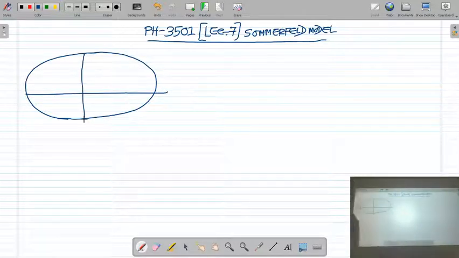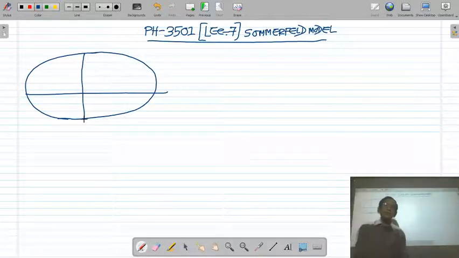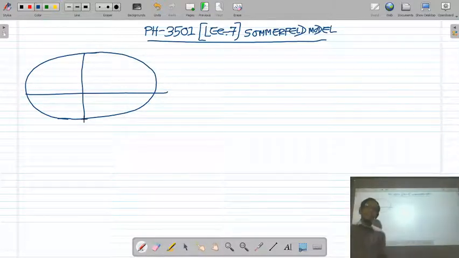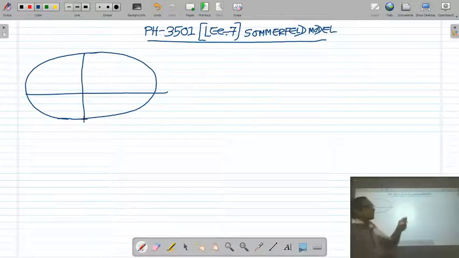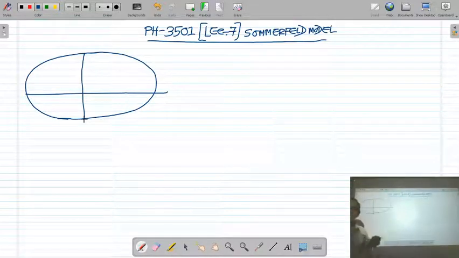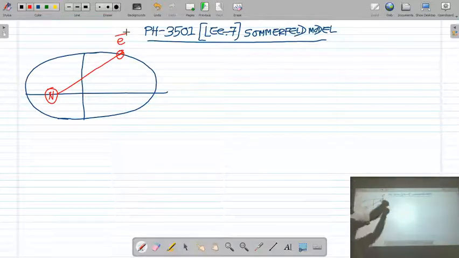In order to explain the fine structure of hydrogen atom, why the spectral line of hydrogen splits into several closed lines, Sommerfeld assumed the elliptical orbit of the electron around the nucleus. He assumed the nucleus at one focus of the ellipse, and the electron is revolving around the nucleus in an elliptical orbit. This thing we have discussed.